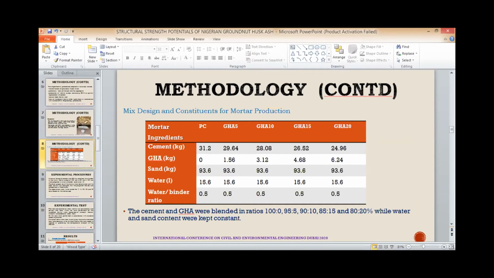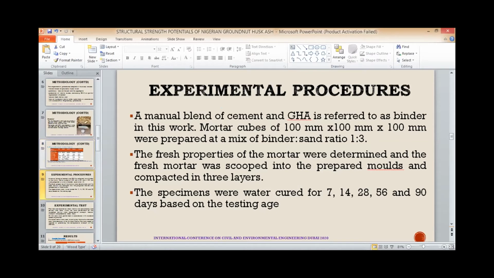Mix design and constituents. Constituents for mortar production are also shown in the table. Here, materials are shown in kilograms, water in liters, and the water binder ratio is kept constant at 0.5. Manual blend of cement and groundnut husk ash is referred to as the binder, and the ratio of 1 to 3 of binder to sand ratio was used. Compaction in molds of mortar was in 3 layers, and specimens were cured, as previously mentioned, for 7, 14, 28, 56, and 90 days based on testing ages.